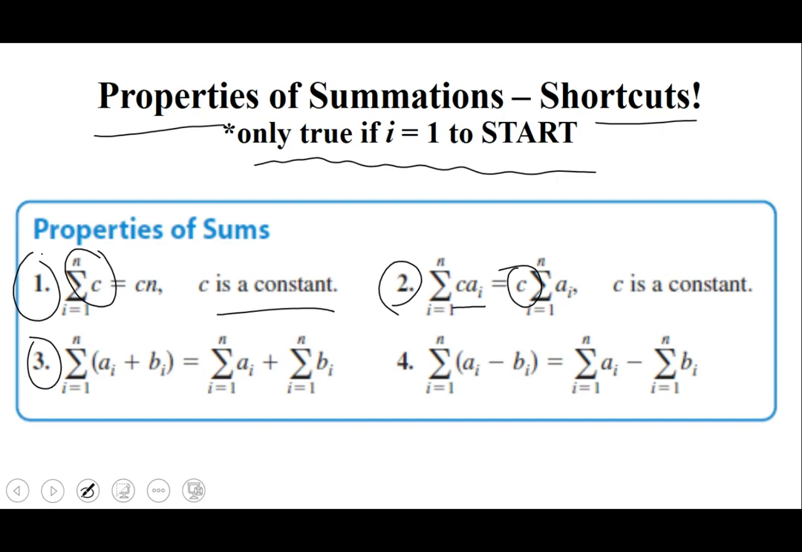Property 3 and 4 kind of go together, and they say that if you're trying to find the sum of two different functions that are being added or two different functions that are being subtracted, you can simply separate them into two or more different sums. So again, these are kind of shortcuts, but to be honest, sometimes they're not really that much shorter than if you were to just plug the numbers in like we've been doing. So they're not required to use at this point, but I would try to use them when it makes sense.